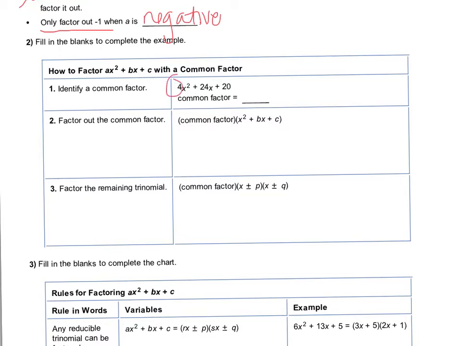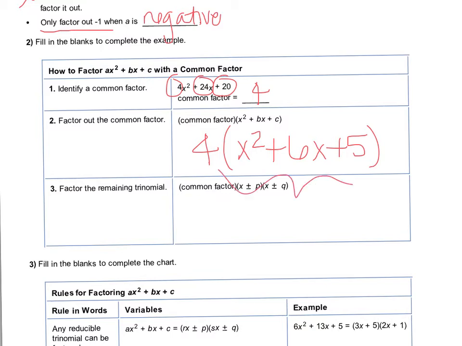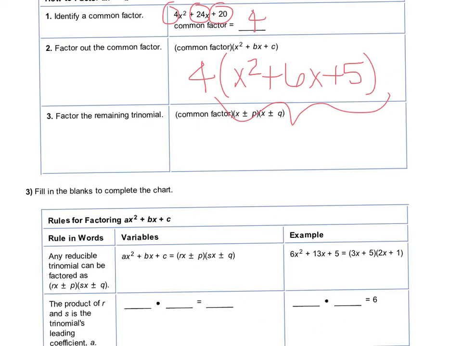So if I look at the numbers 4, 24, and 20, they are all divisible by 4, so there's a common factor of 4. If I divide that out, that means I'm going to write it as 4. And then if I divide 4x squared by 4, I get x squared. If I divide 24x by 4, I get 6x. And if I divide 20 by 4, I get 5. So my problem is really 4 times x squared plus 6x plus 5. And you'll need to get it like this so that when you do factor, which we'll do momentarily, you can get the right answers. Otherwise, you'll mess up somewhere along the way.